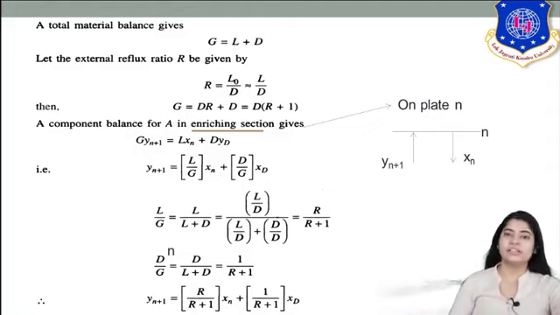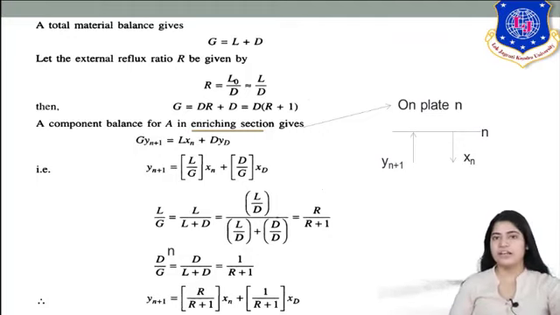Now what is reflux ratio? We studied already. Reflux ratio is L by D, the amount of liquid which is sent back to the column to the distillate obtained. Hence, substituting the values, you get G equal to D into R plus 1. It's a very simple mathematical relation.